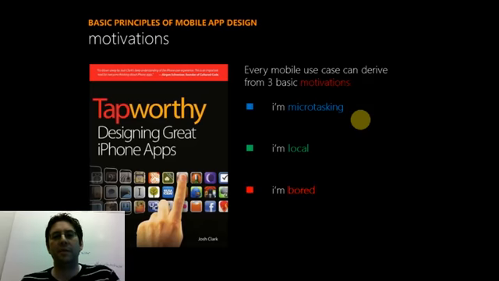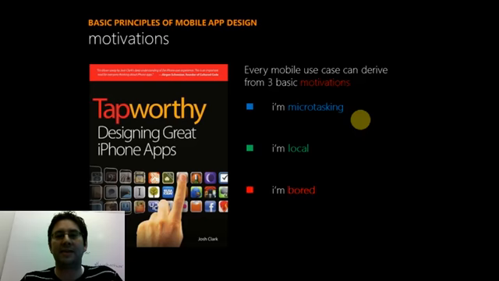You may be familiar with this book. It's Tapworthy, as you can see by the screenshot of it right here. This is one of the best books on mobile app design that I've ever seen. It's an amazing book. I have it on my bookshelf, and it's talking about iPhone apps, obviously, and certainly Josh Clark is very passionate about the iOS platform, and it's great to see. And he is a really great writer and gives some great ideas in this book.